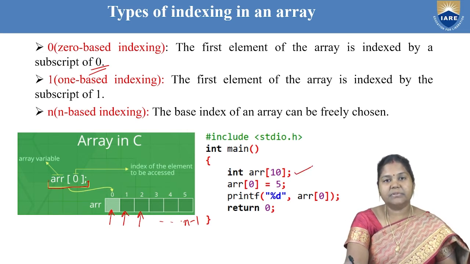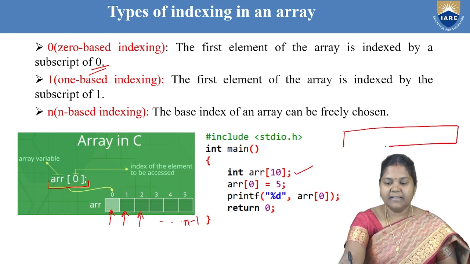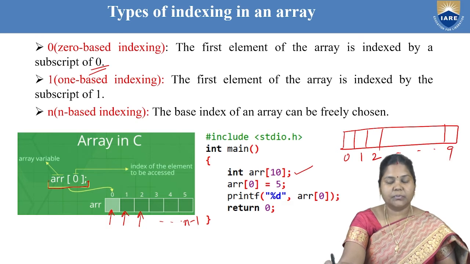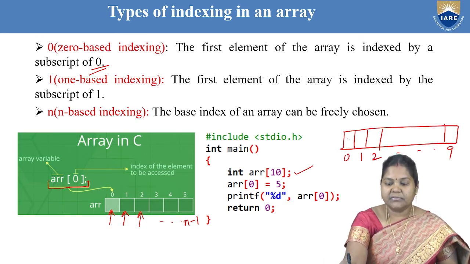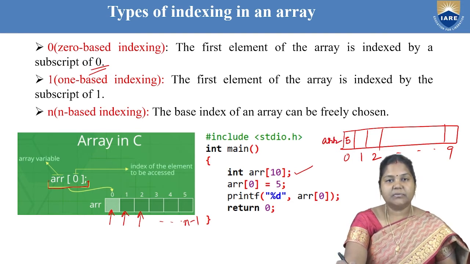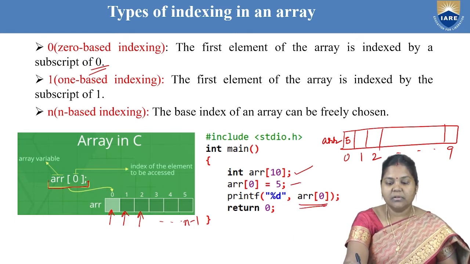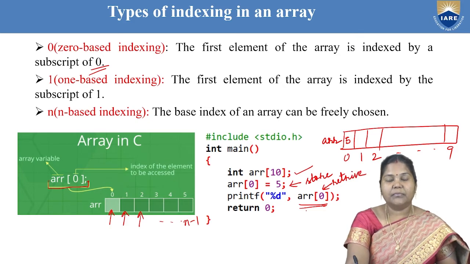Suppose there is an array of size 10, with indexes 0, 1, 2, 3 up to 9. So then ARR of 0 contains 5. That means, ARR is the name of the array, and at the 0th index you have stored 5. This is called storing the value into the array. Now I want to retrieve it. While retrieving also, we have to write down the array with its index. So ARR of 0 will retrieve the value 5 as the output.